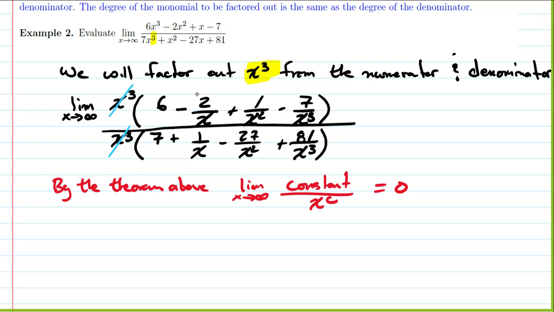Well, that would mean then this is equal to 0, this is equal to 0, this is equal to 0, this is equal to 0, this is equal to 0, and this is equal to 0. Oh, well, if all of those things are 0, what's the only thing that's left? 6 over 7.